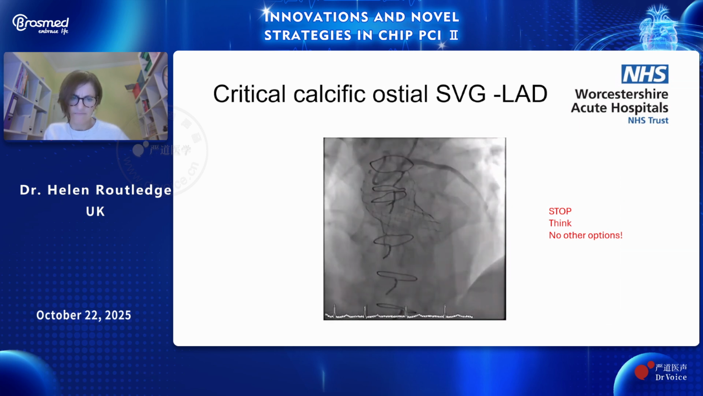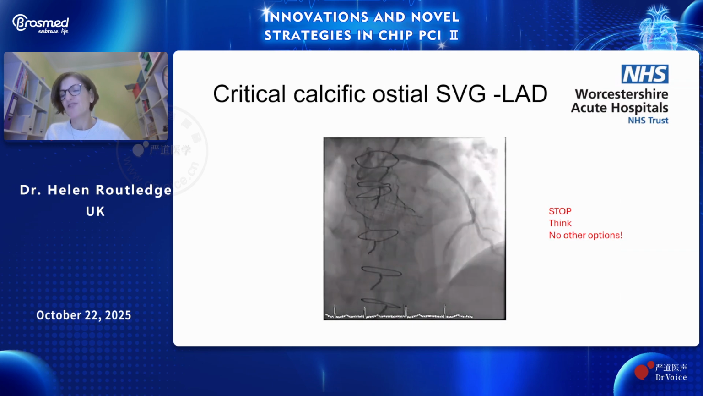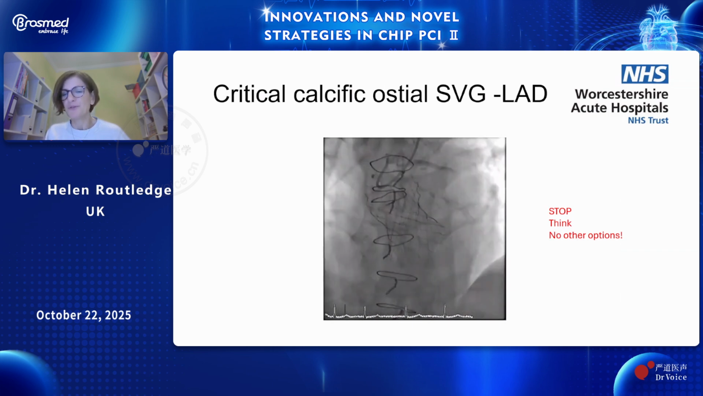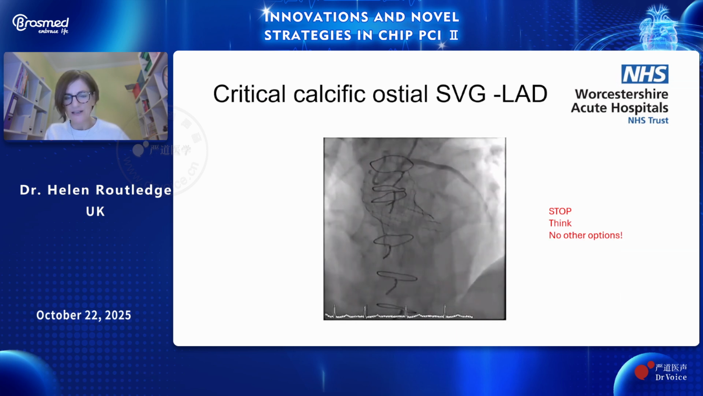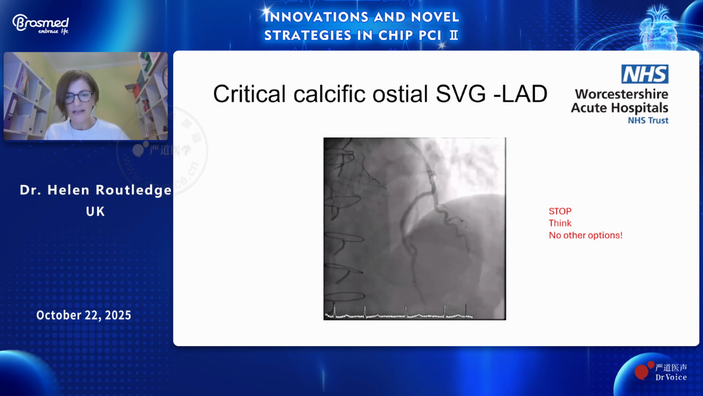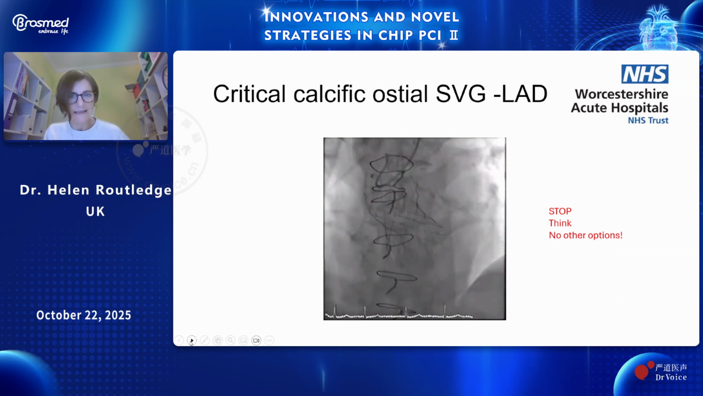So we did stop, and we'd been going a while and took her off the table to think, but actually there are no other options really. This lady's got a tight stenosis covering the veins to the left system, the LAD and diagonal. There's no other option for her than an angioplasty.